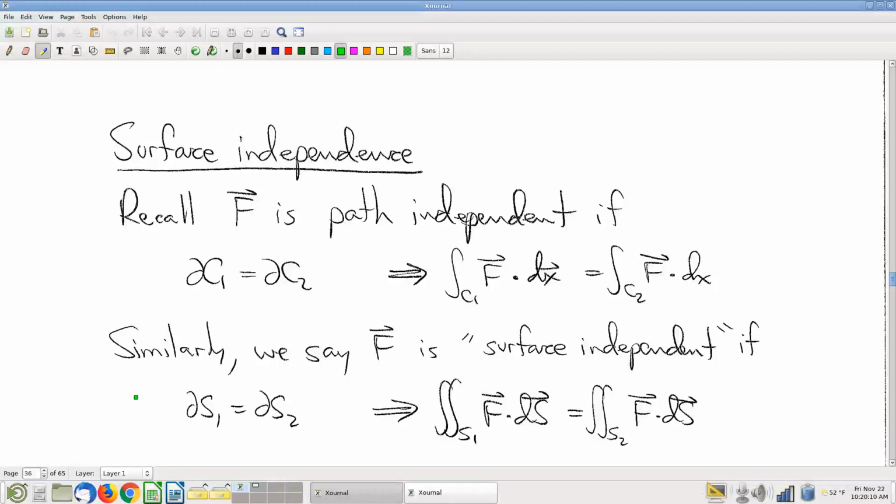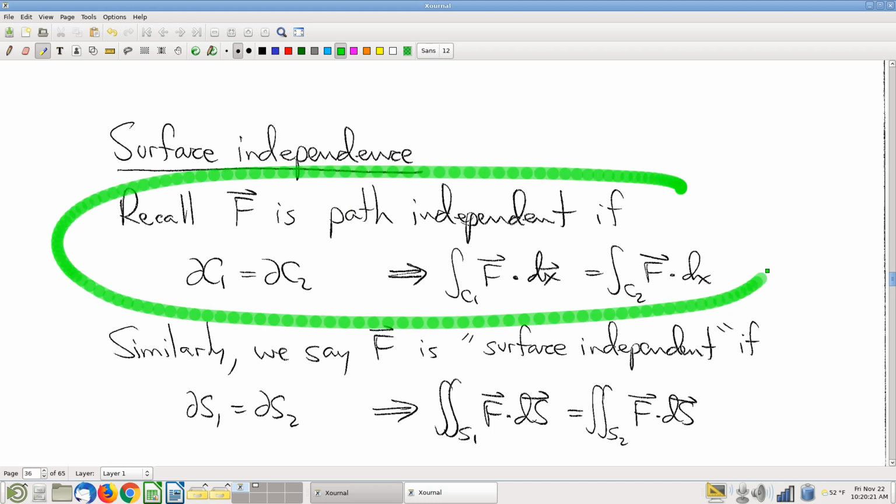Okay, so here's what we were talking about last time, this idea of surface independence. We just barely got into this ever so slightly, so let me remind you of what the idea is. Recall we have this idea of path independence. Path independence says, this is a feature of a vector field.